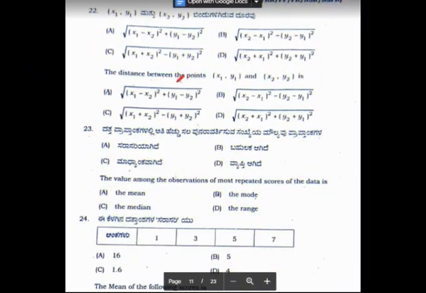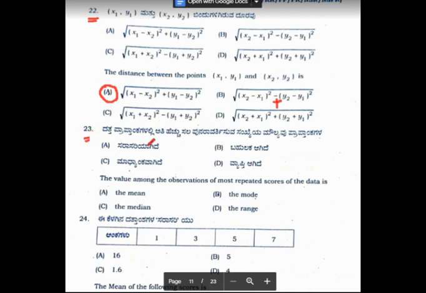22nd question. The distance between the points (x1, y1) and (x2, y2) is, the four options they have given. So they have twisted the question. Actually, many students think that B is the correct option, but it is not because it has to be plus here. So (x1 minus x2) whole square plus (y1 minus y2) whole square. Option A is correct answer for 22nd question. (x1 minus x2) whole square or (x2 minus x1) whole square is one and the same, students. Don't get confused. Option A is correct answer.